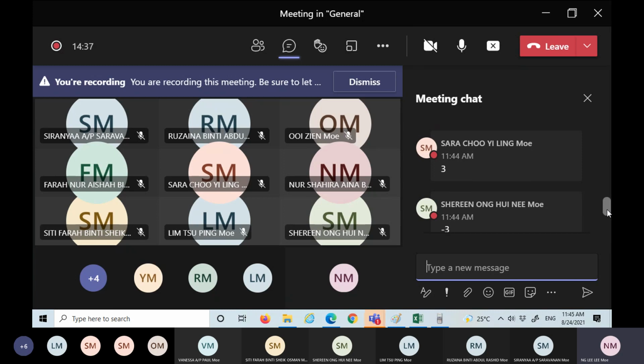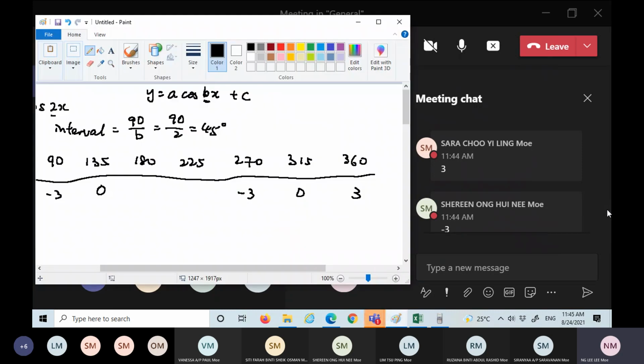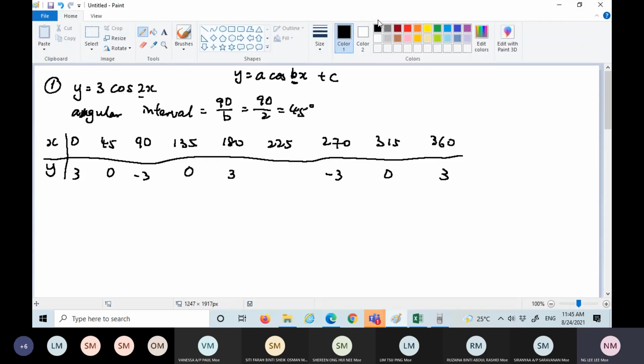Okay, Sarah doing 180. Okay, so this is 3. Then Serene doing 225. She said this is a -3. Serene, this is wrong. Serene, try again. Okay, you know why I know this is wrong? Because you can see the pattern. Okay, so you have a very odd one, okay, you try again.